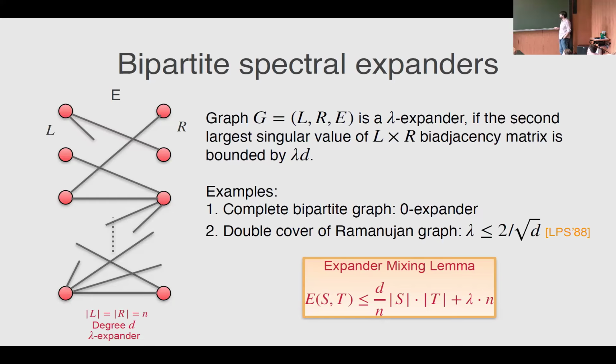And this, the lambda times n term, sorry, it should be lambda d times n. That should just be seen as an error term.